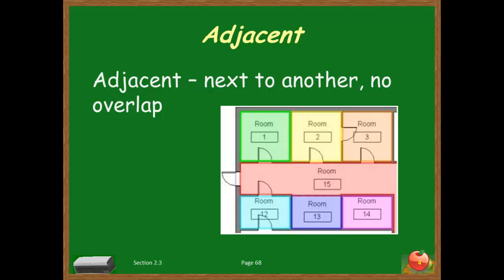Adjacent. The word adjacent means next to another, and there is no overlap. We could say that room 1 is adjacent to room 2. Room 2 is adjacent to room 1 and room 3. Adjacent.